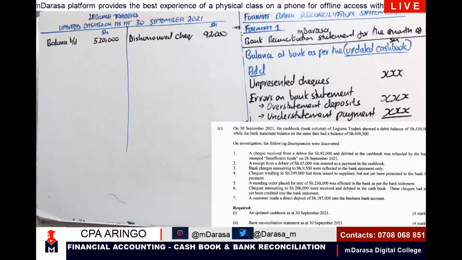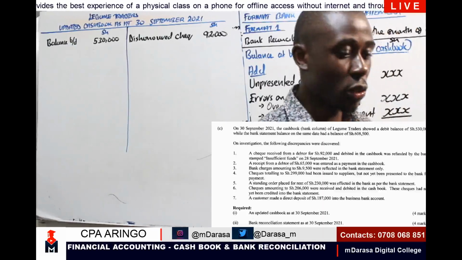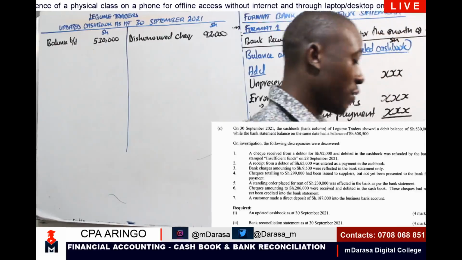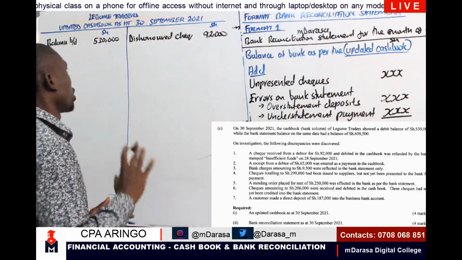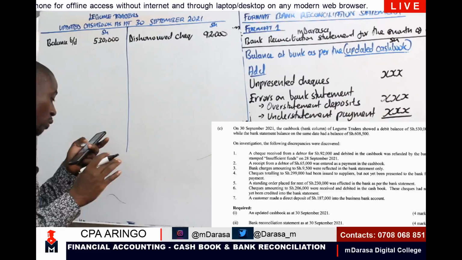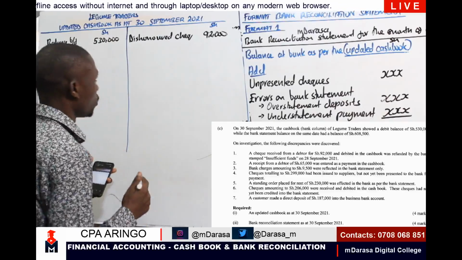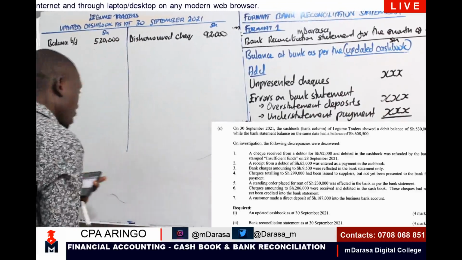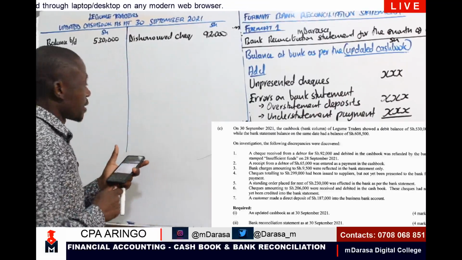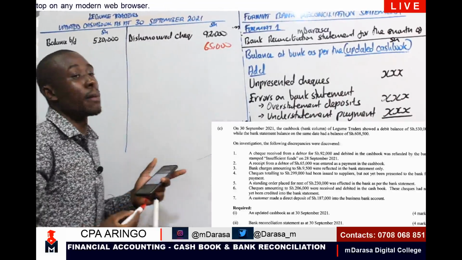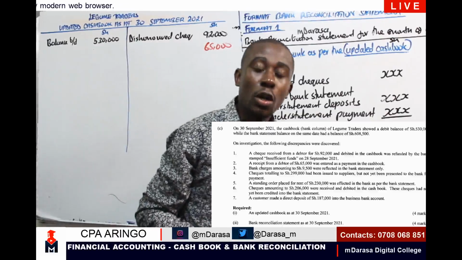Note 2. A receipt from a debtor of 65,000 was entered as a payment in the cash book. And I want you guys to understand this concept clearly. I'm having a receipt of 65,000. This receipt initially was recorded and it was wrong. A receipt from a debtor of 65,000 was recorded as a payment in the cash book. This receipt was recorded here, 65,000. But it was not supposed to be recorded there because it was a receipt.